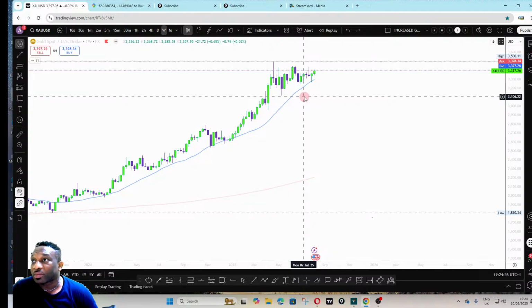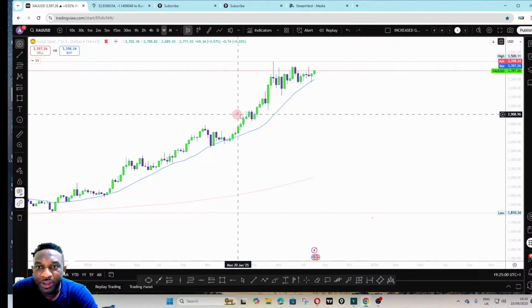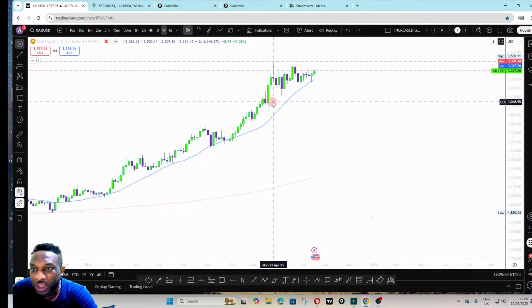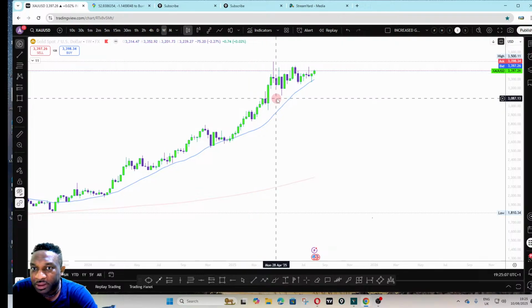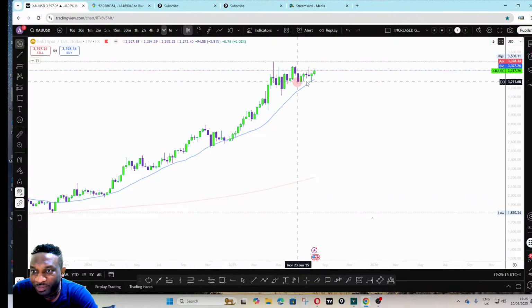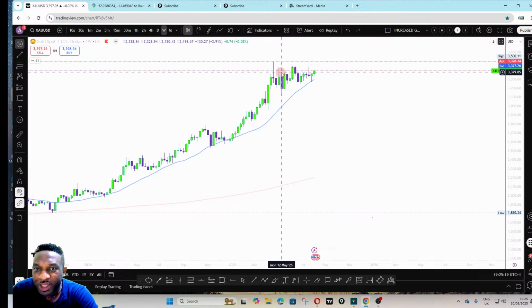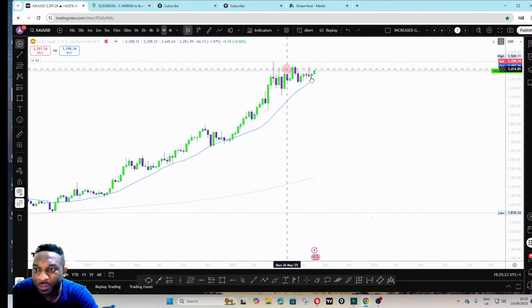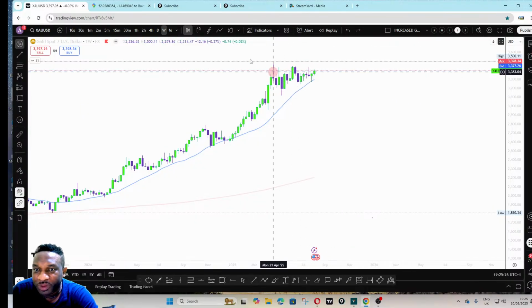Then we push on from there. Okay, so let's continue our analysis. So this is gold, weekly time frame. So we can see that last week we had a push up to the upside. At the same time, we are still in the accumulation zone. So we have to watch out on how we play it from this point on.